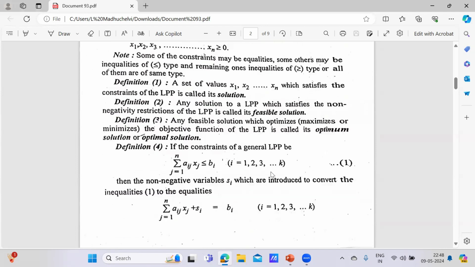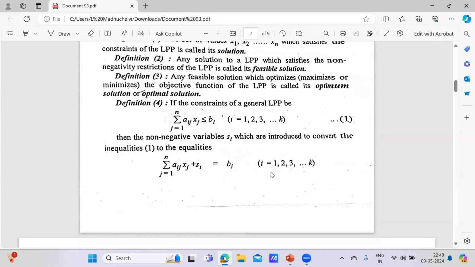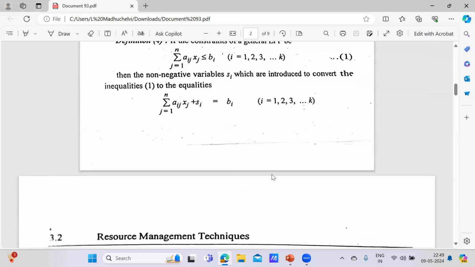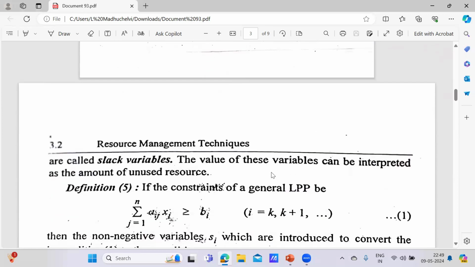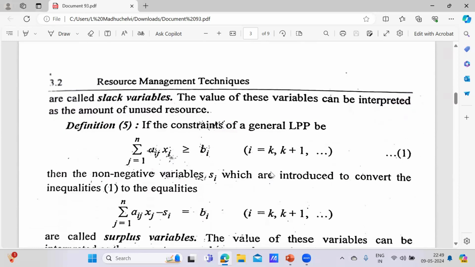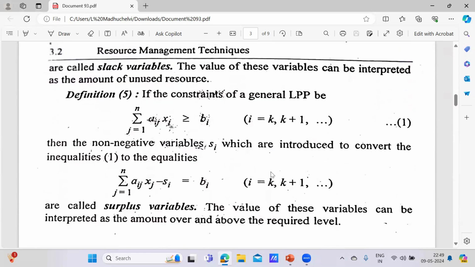Now, let us see the definition of slack variables and surplus variables. If the constraints of a general LPP be summation j equal to 1 to n aij xj less than or equal to bi, i equal to 1, 2, 3, etc. k, then the non-negative variables si, which are introduced to convert the inequalities to the equalities, that is summation j equal to 1 to n aij xj plus si equal to bi, i equal to 1, 2, 3, etc. k are called slack variables. The value of these variables can be interpreted as the amount of unused resource.